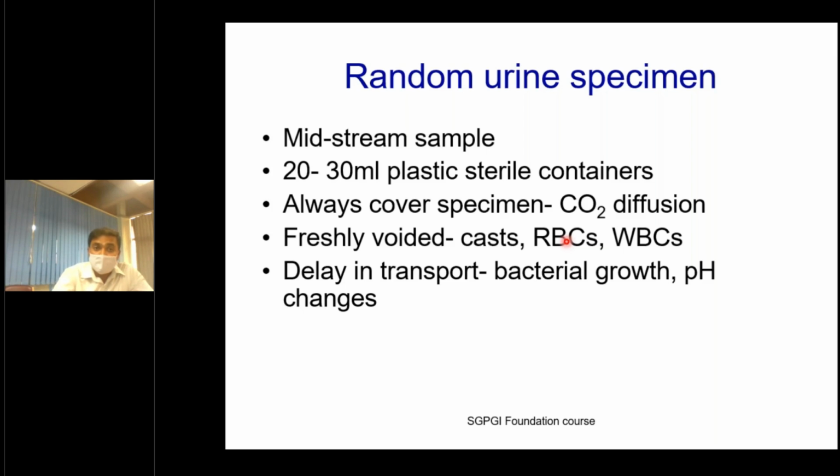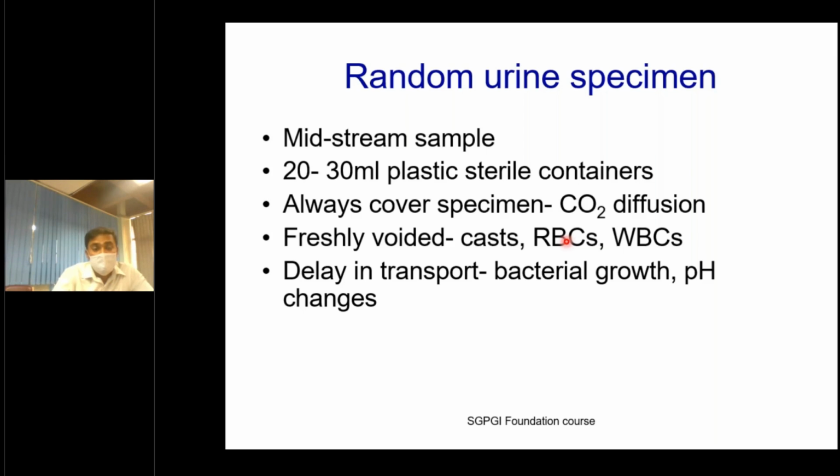If it is a random sample, the patient should preferably give a midstream sample in a 20 to 30 ml plastic sterile container, and it should also have a tight cap. Otherwise, CO2 diffusion occurs, resulting in a change in the pH. pH is very important, especially in urine, because certain crystals are found in either acidic or alkaline media. Especially the staghorn calculus can be found in a proteus infection, which is an alkaline medium.